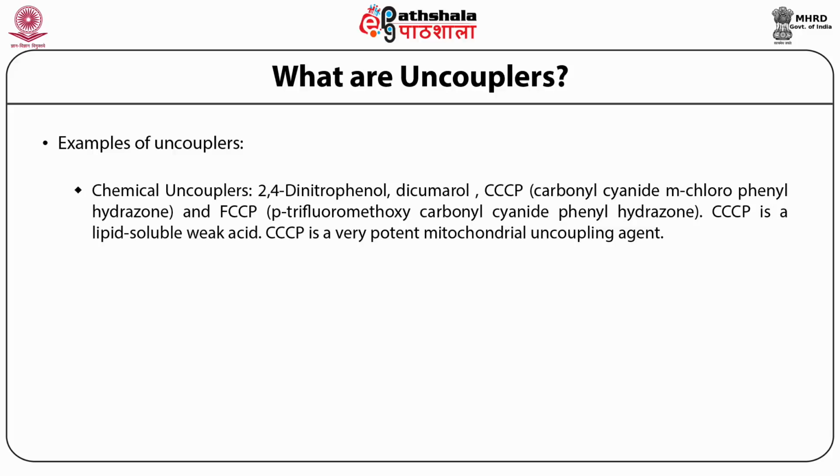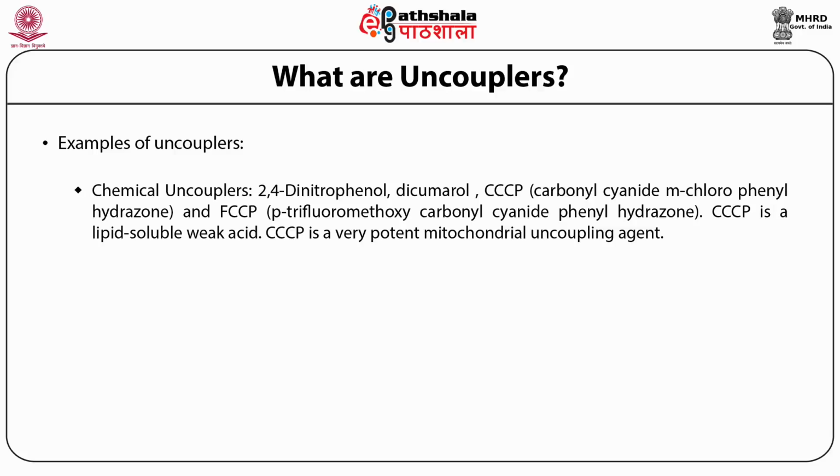CCCP, that is carbonyl cyanide metachlorophenyl hydrazone, is a lipid-soluble weak acid. This CCCP is a very potent mitochondrial uncoupling agent. So basically these uncouplers are divided into two groups, that is chemical uncouplers and physiological uncouplers. Whatever uncouplers we discussed so far are the chemical uncouplers.